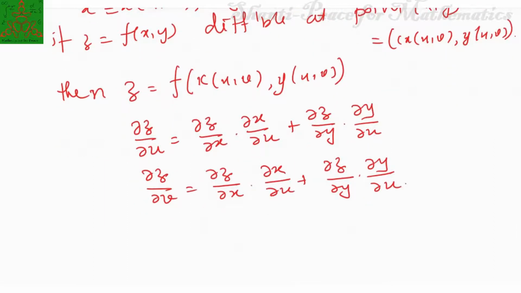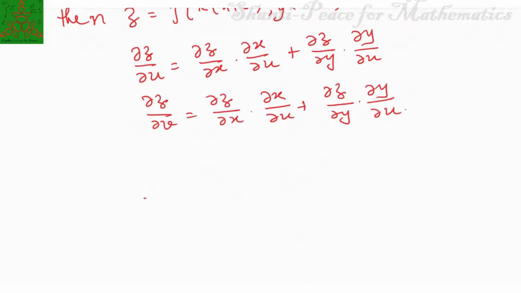This formula is very easy to remember. If you just remember this T diagram, the T diagram looks like this. Z is there. Z is a function of two variables x and y. That's why you can talk about its partial derivatives, so it is del z upon del x, and this is del z upon del y.